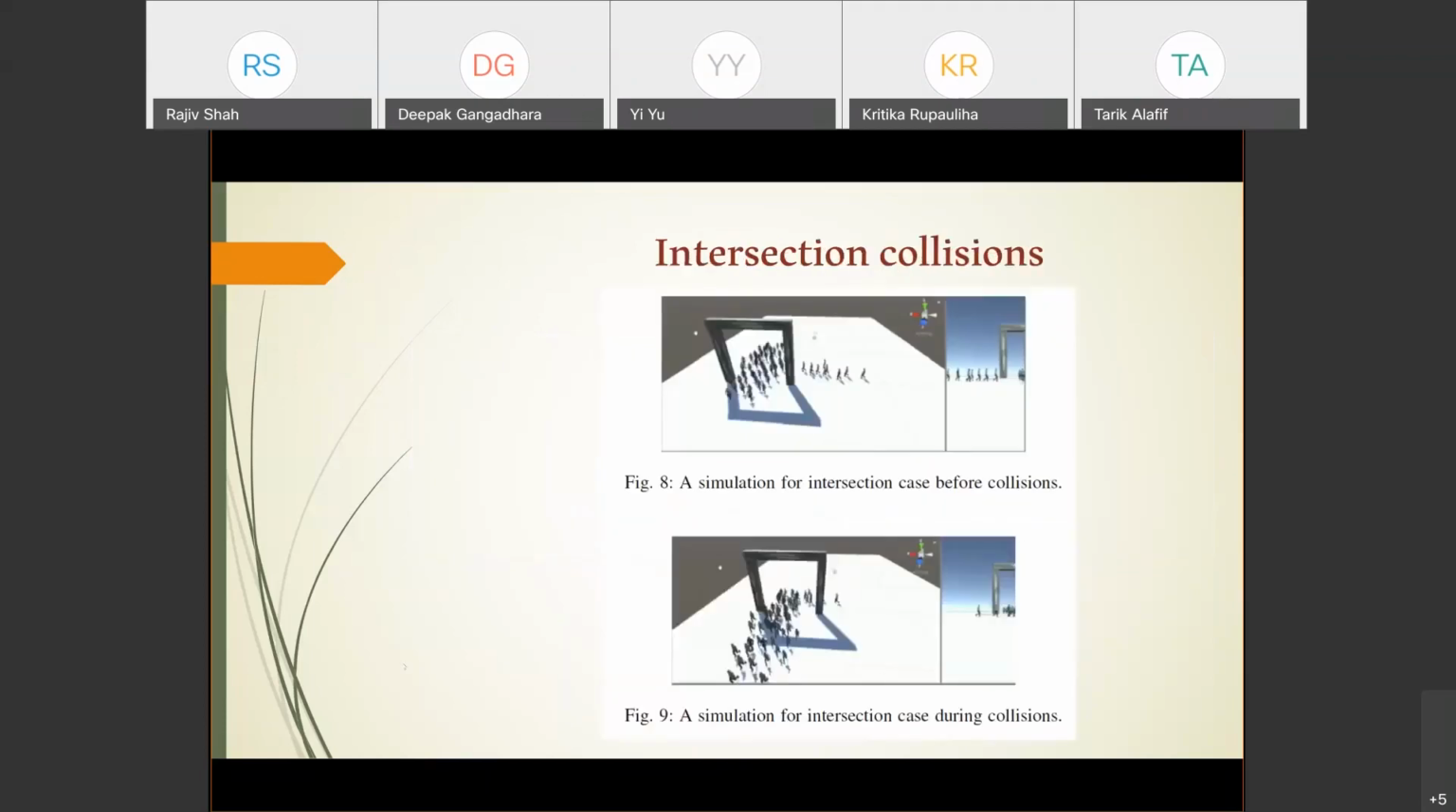The first case they simulate is the intersection case, where two groups of people collide at an intersection. You can see in figure 8 is before the collision. Figure 9 is during the collision. A flag is raised when any collision happens between these two groups.